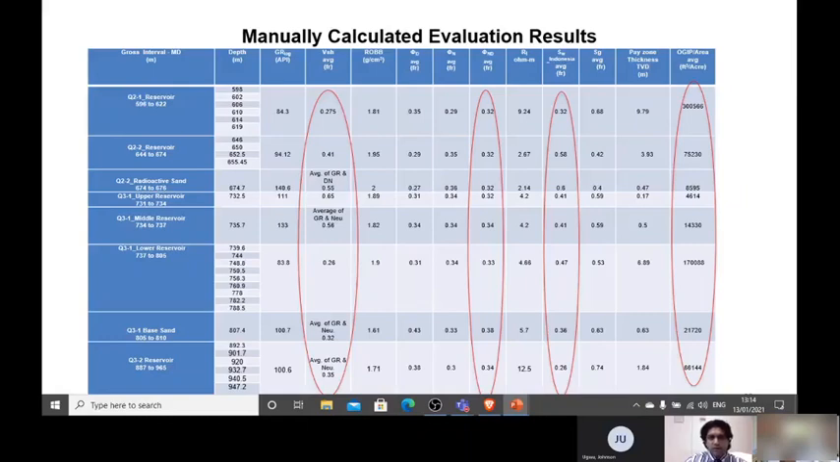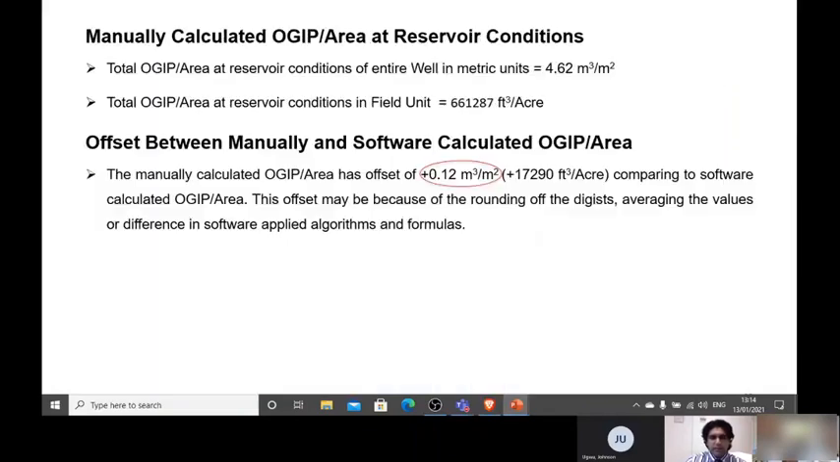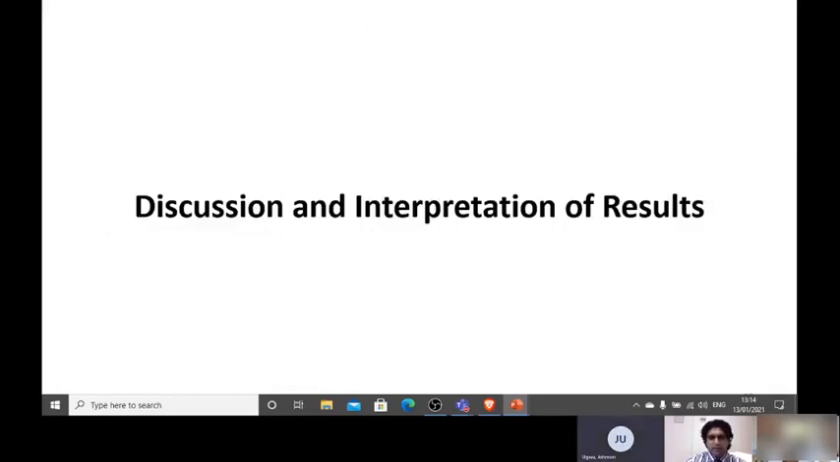The average volume of clay, porosity, saturation of gas, and original gas in place per unit area in field units using manual methodologies are given in the table below. The manually calculated total original gas in place per unit area for entire well has offset of plus 0.12 cubic meter per meter square. This difference could be because of rounding off the digits, averaging the values, and difference in software applied algorithms.